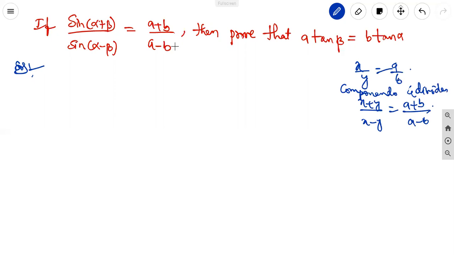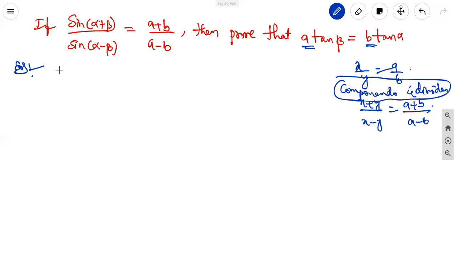Why? Because when we add a plus b and a minus b, the b terms get cancelled, leaving only the a term. In the denominator, taking the negative, a is eliminated and we get only the b term. After simplification, we can check what we get. Here they have given a and b, so for those values we get the relation using the componendo and dividendo method. That is the idea.